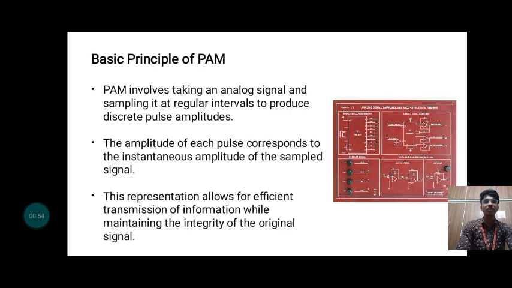Basic principle of PAM. PAM involves taking an analog signal and sampling it at regular intervals to produce discrete pulse amplitudes. The amplitude of each pulse corresponds to the instantaneous amplitude of the sampled signal. This representation allows for efficient transmission of information while maintaining the integrity of the original signal.